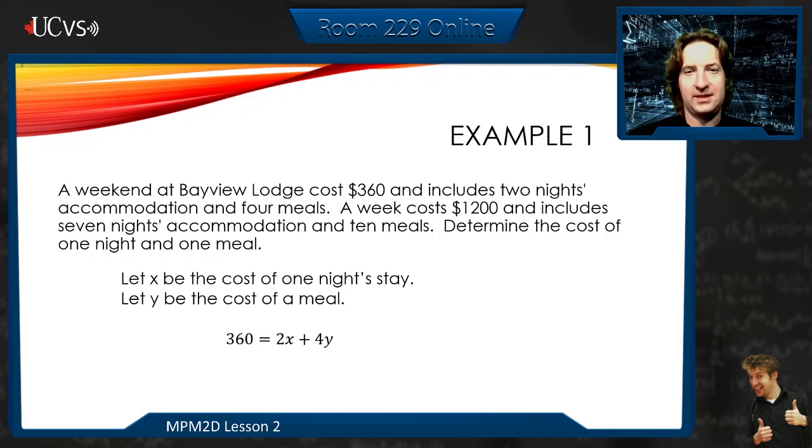And that second sentence, we can also turn into a math equation. Because we know it cost $1,200 altogether, and there were 7 nights, so that's 7 times x, 7 times one night's stay, and then 10 times one meal, 10y. So we have these two equations now. We have two equations, two unknowns. We can solve for both x and y.